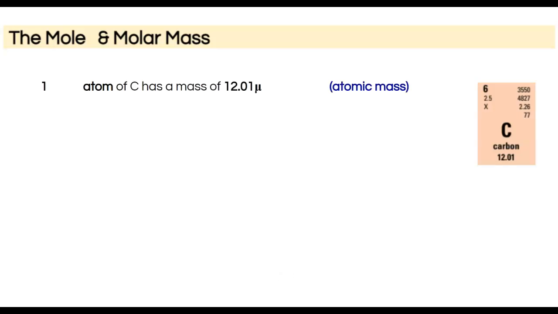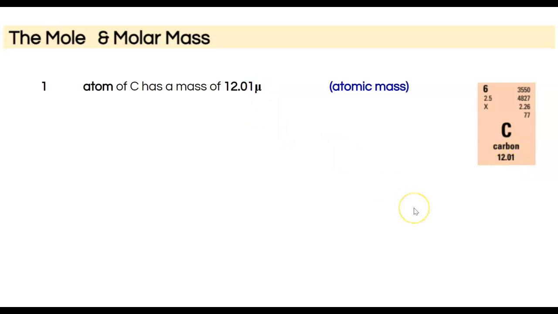So you should know at this point in your science career that one atom of carbon, and I've just chosen carbon sort of arbitrarily, will have a mass of 12.01 atomic mass units, and that's what we call its atomic mass. And we can get that really quickly from a periodic table. And this particular periodic table is giving an atomic mass value to 2 decimal places, and the units there, of course, are atomic mass units.